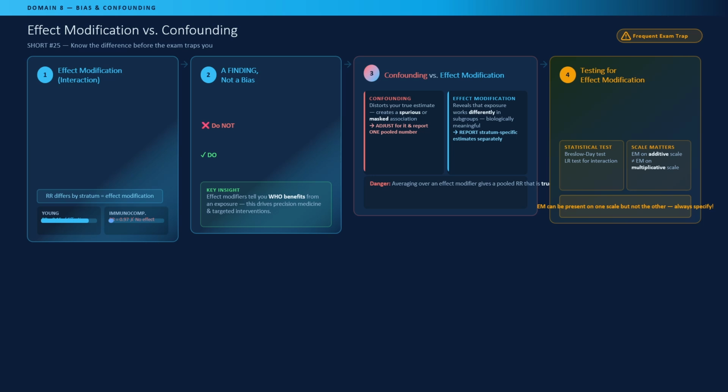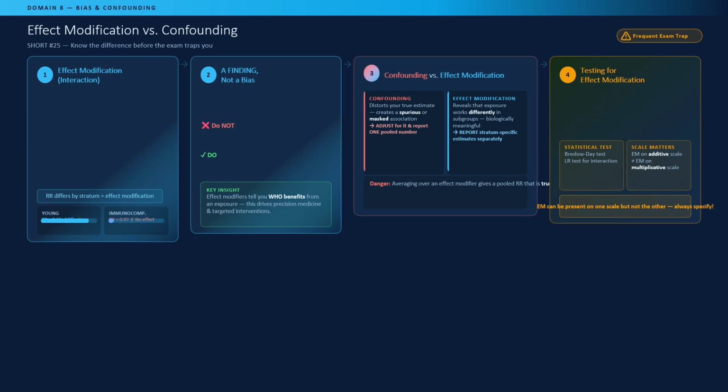Confounding distorts your true estimate. It creates an association that isn't there or hides one that is. It's a nuisance, so adjust for it and you report one clean pooled number. Effect modification reveals that your exposure genuinely works differently in different subgroups. It's meaningful, so you report each stratum on its own.